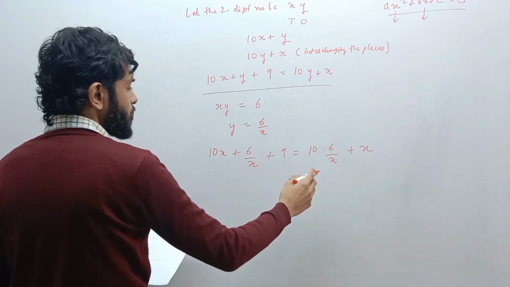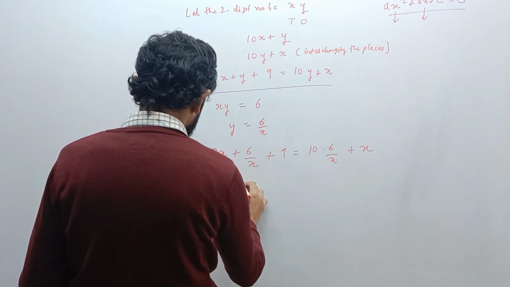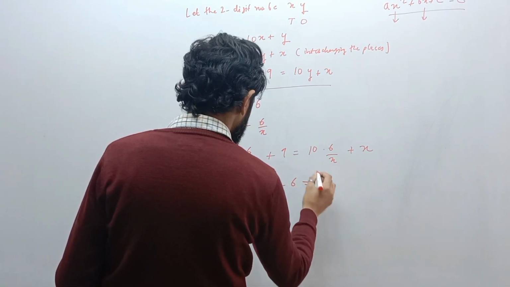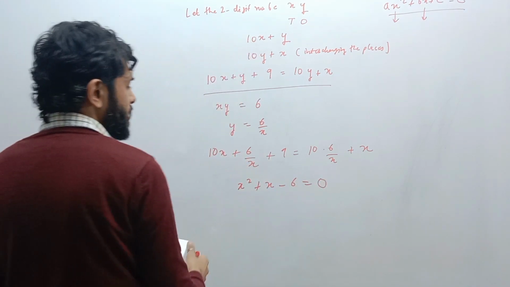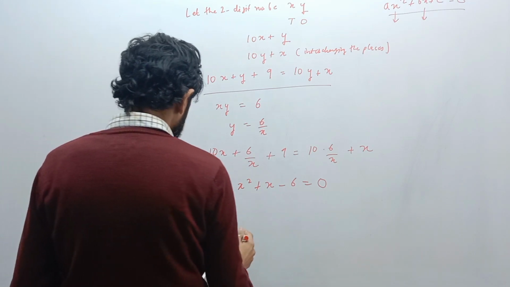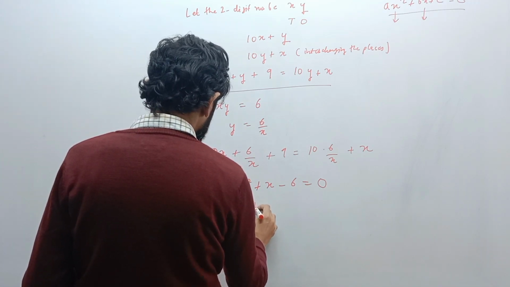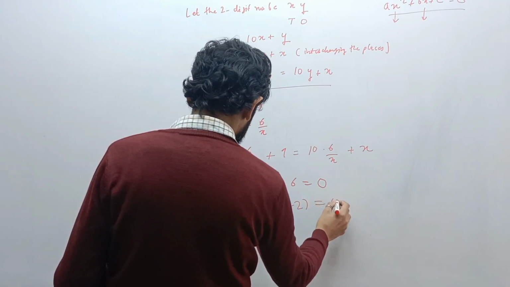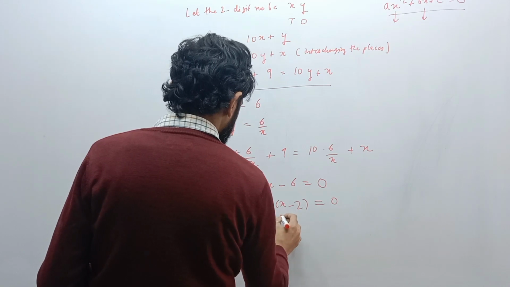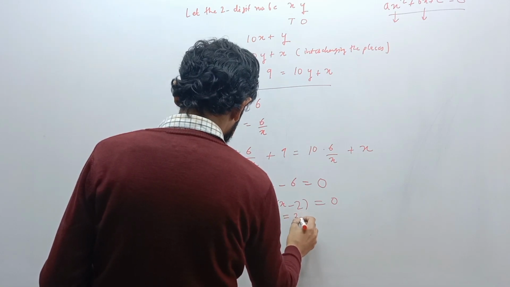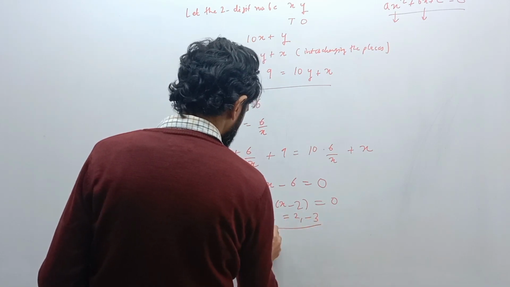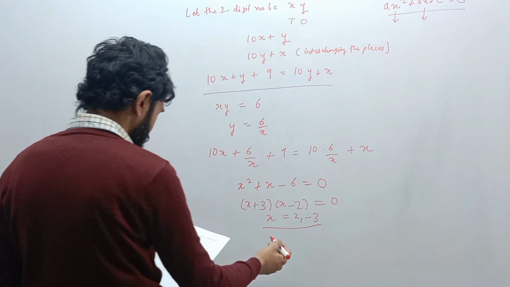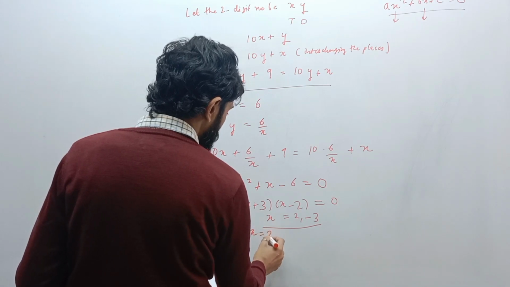Now solving this equation, it becomes x square plus x minus 6 is equal to 0. Now you can simply factorize this quadratic equation. So you would get x plus 3 into x minus 2 is equal to 0. Now here we get the value of x as 2, minus 3. Again, we would neglect the negative value and take only the positive value into consideration. So the value of x would be 2.